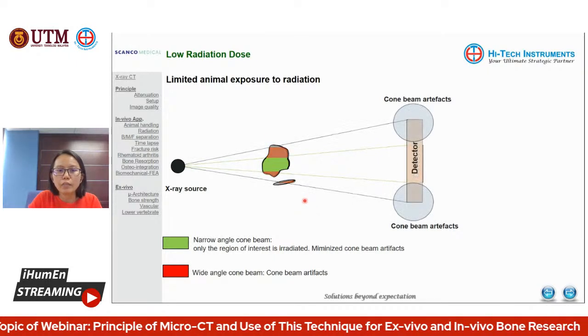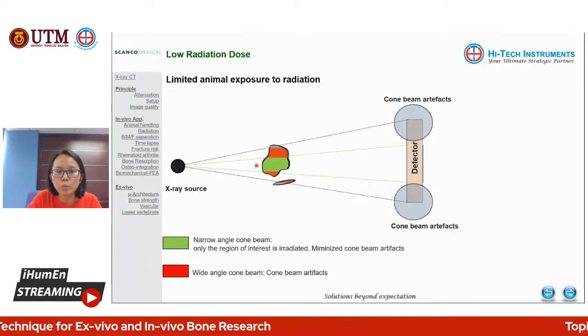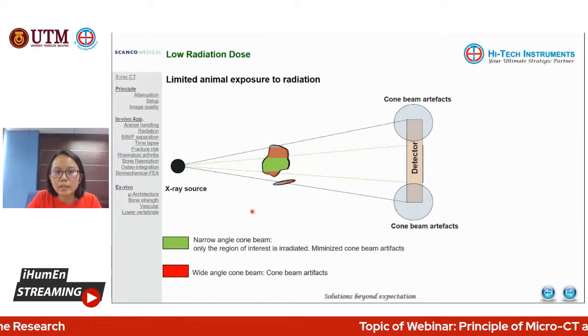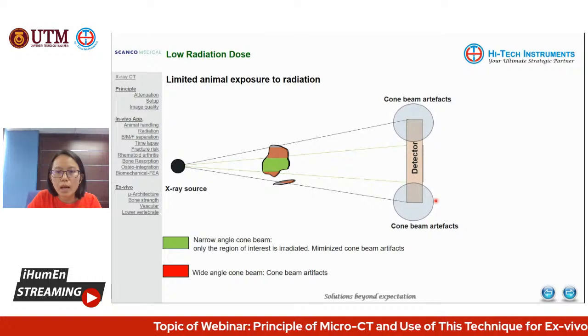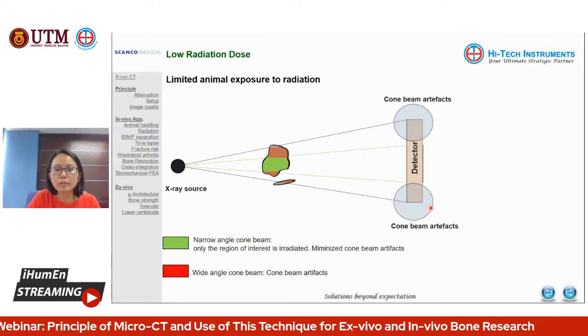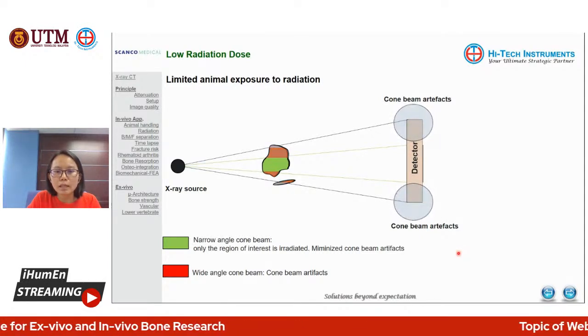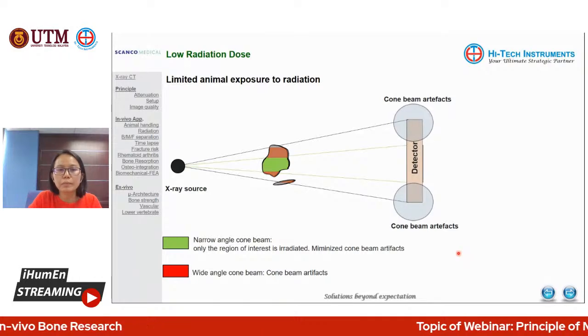And of course, by using a wide angle cone beam, you basically expose the whole area with radiation. Another advantage of using a narrow angle cone beam is that you can minimize the cone beam artifact, which commonly appears at the edge of the detector itself. So that's some of it, and it also depends on the design of the MicroCT.